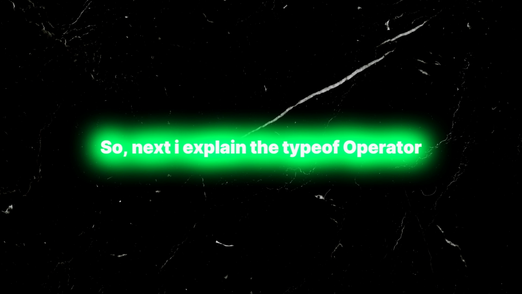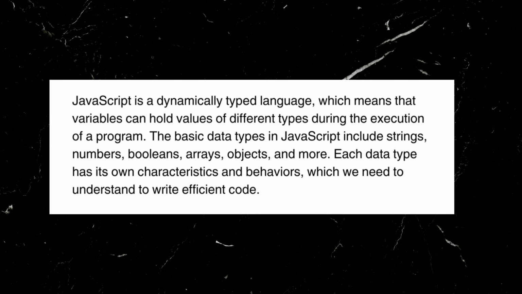So next I will explain the typeof operator. One useful tool for working with data types in JavaScript is the typeof operator. This operator allows us to determine the data type of a value at runtime, whether we are validating user input, debugging code, or performing type-specific operations. typeof comes in handy. So let's dive into the code.